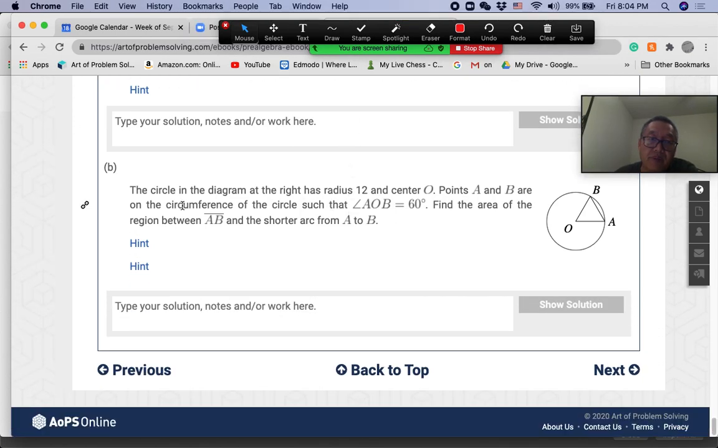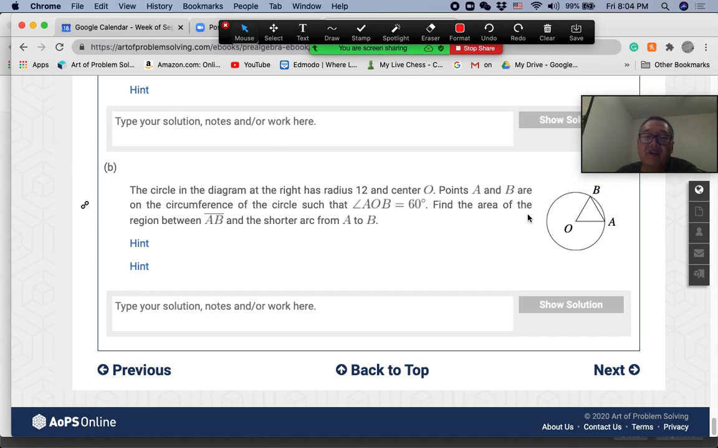This problem says the circle in the diagram at the right has a radius of 12. So that means OA equals OB equals 12, and O is the center. Points A and B are on the circumference of the circle such that angle AOB equals 60 degrees. So that means this triangle is an equilateral triangle.